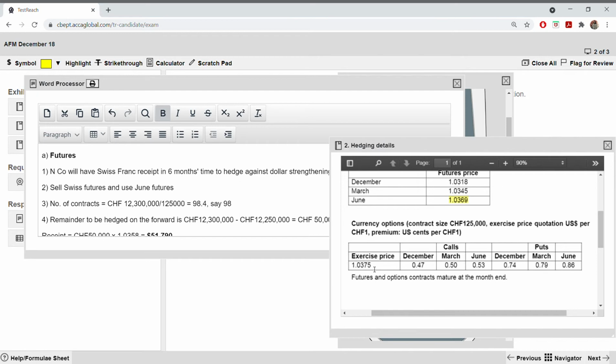You understand what I'm saying? So put any imaginary numbers and try it by yourself. You will get the answer. You will understand what I'm trying to say. If you don't exercise the option, you will get the higher receipt.